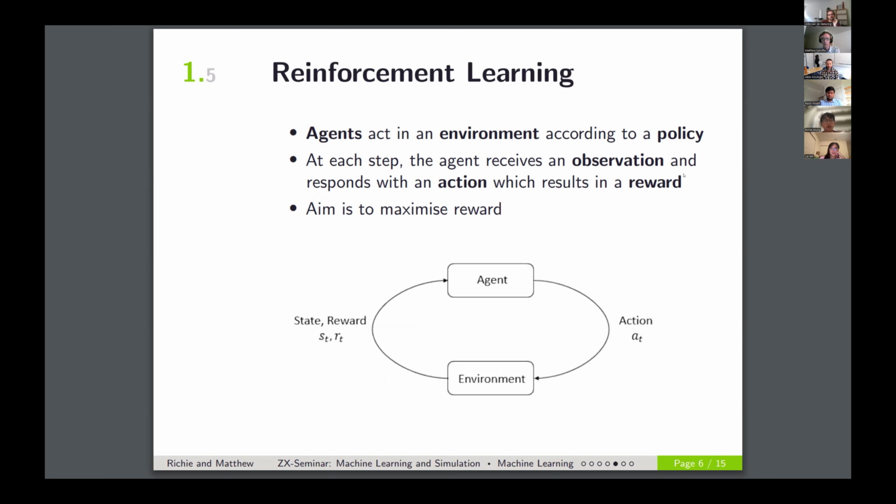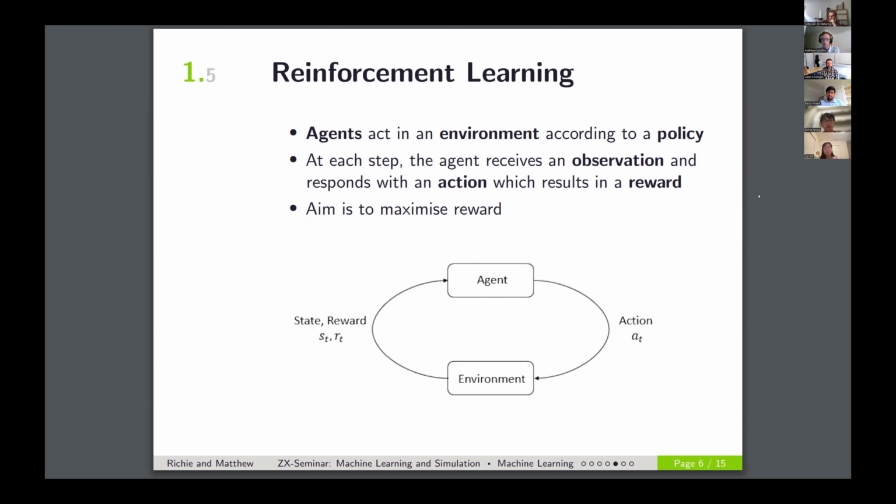So the way reinforcement learning works is you have an agent that acts in an environment, and the environment will be interacting with some sort of ZX diagram, and it would act according to a policy. At each step, the agent receives an observation, which is a ZX diagram typically, and it responds with an action, which is typically a rewrite rule, and it results in a reward, which is reflective of how much optimization is done. And the aim is to maximize the amount of reward.